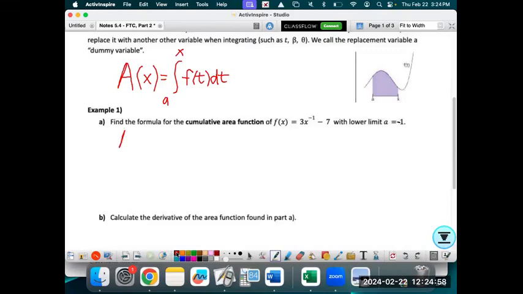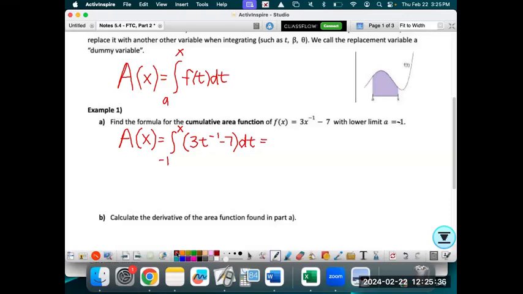So let's go ahead and write our area function. It should be A of x. What are your bounds going to be? x. And then in our integrand, we want to use our dummy variable. Remember that. So because I have f of x here, I'm going to replace that with a dummy variable of t. You can use whatever letter you'd prefer. All right, go ahead and get your antiderivative.